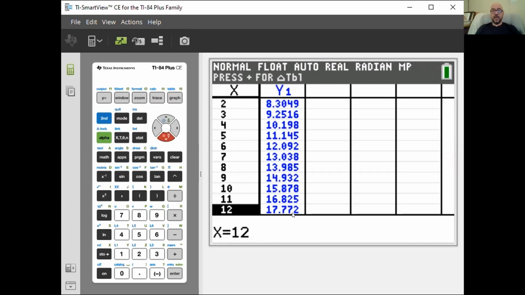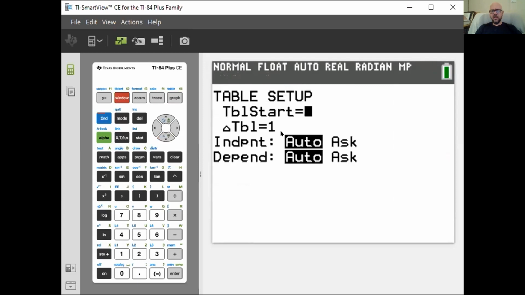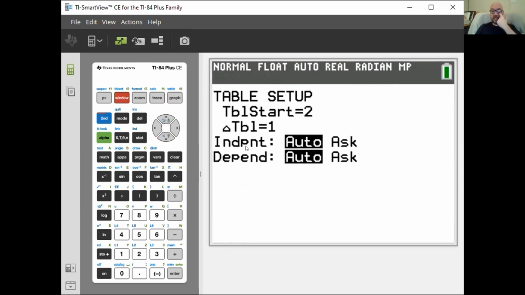There's a better way, and that is if you go to table set, which is the second function of window here. So right there, we can turn independent, which is the X variable, to ask, which is what I'm going to do. What this means is that the calculator will ask you for the independent variable, and it will tell you what the dependent variable is. You might say to yourself, well, we could also make the dependent variable ask. Don't, it's dumb. You can if you want to, it just doesn't do anything really. Feel free to try it, but leave it on auto in general.